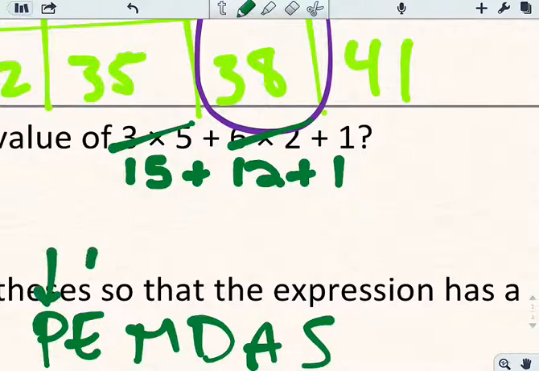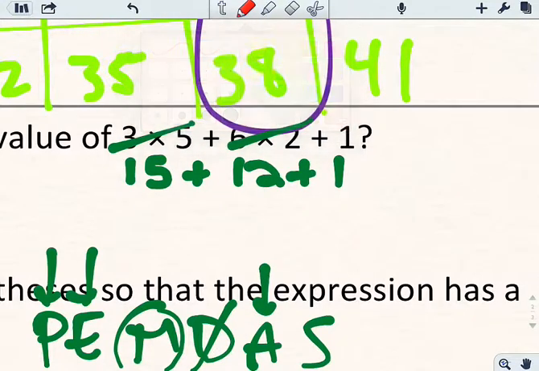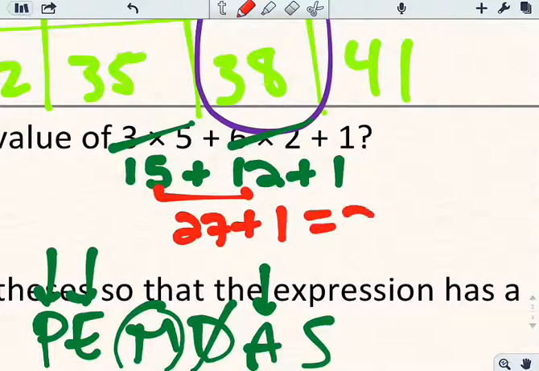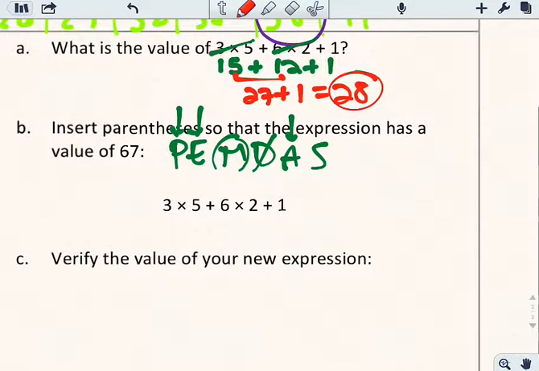Parentheses, which we had none. Exponents, which we had none. Multiplication comes first, left to right. We don't have division. That means we're on the addition step. So addition, 15 plus 12 should be 27, plus 1, which gives me 28. Okay, now there's another question here.